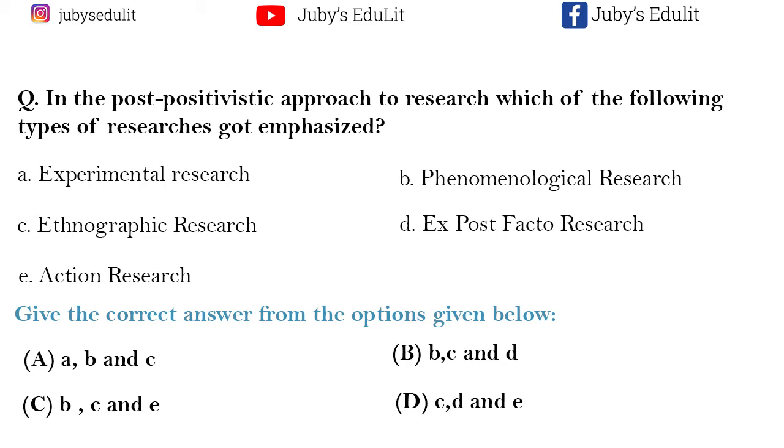Now the remaining two: option B has ethnography research, ex post facto research, and finally phenomenological research, while option C has phenomenological research, ethnography research, and finally action research. Now let's discuss between these two options and analyze them to come to our answer. Let's look at what ex post facto research and action research are.